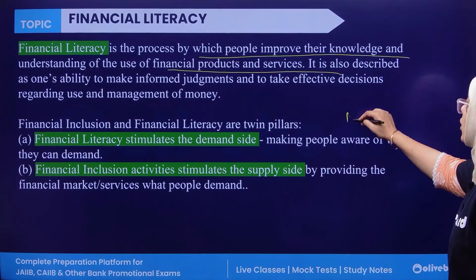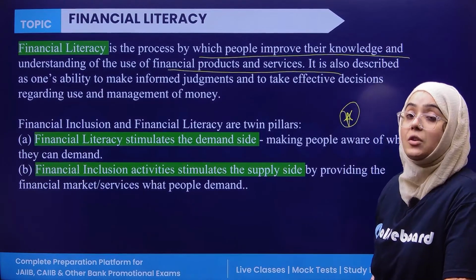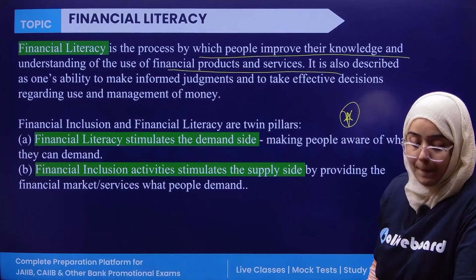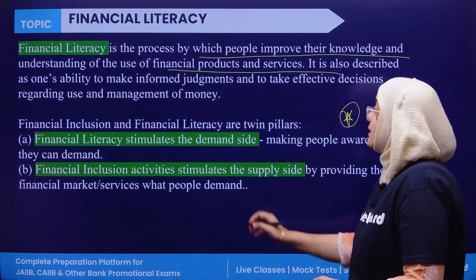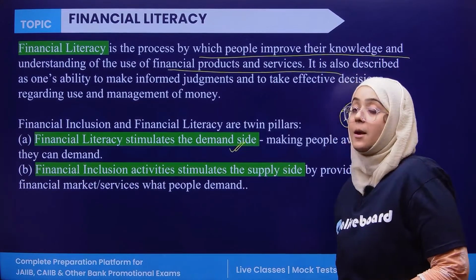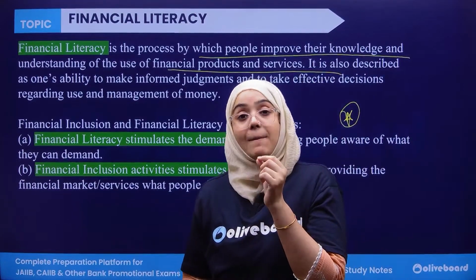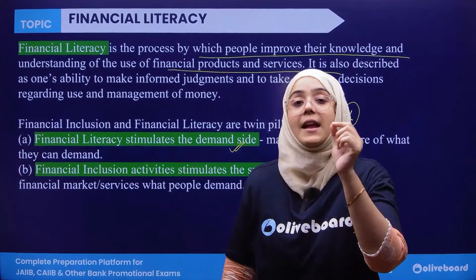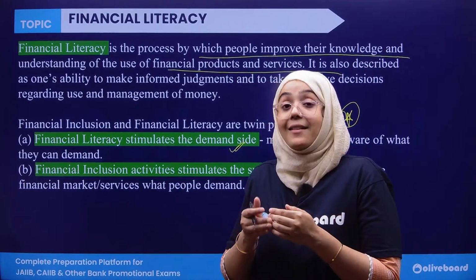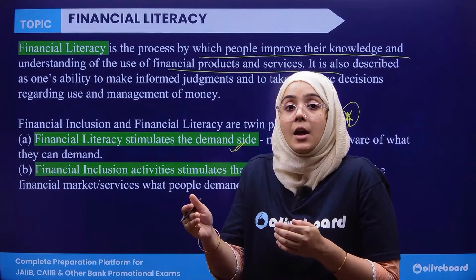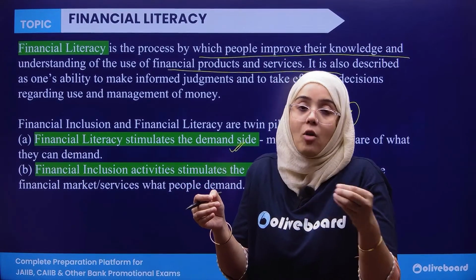Now this is very important. Financial inclusion and financial literacy are considered twin pillars, two pillars. Why? First of all, financial literacy stimulates the demand side. Why? Financial literacy means making people aware of the financial products of the economy. So if financial literacy is to make people aware, then it promotes the demand for those products.